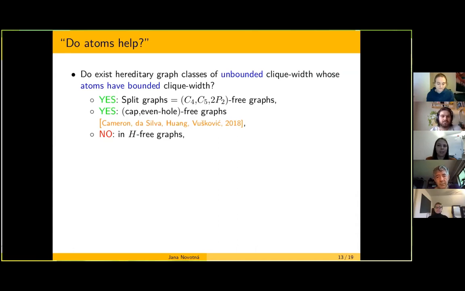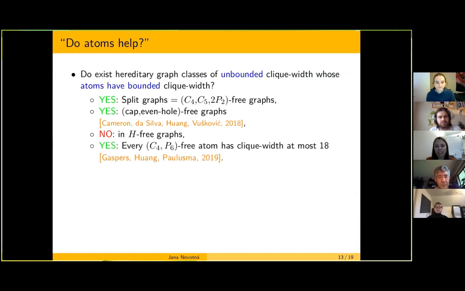And also H-free graphs with bounded Clique-width are well-structured, for example cographs. So it's quite easy here. But what if we forbid 2 graphs? There has been another result about (C4, P6)-free graphs: their atoms have bounded Clique-width, but these graphs have unbounded Clique-width.